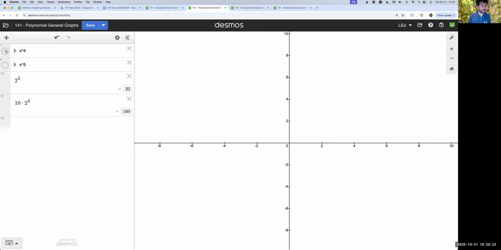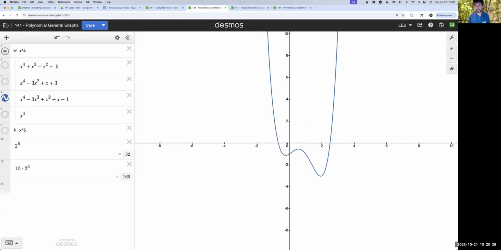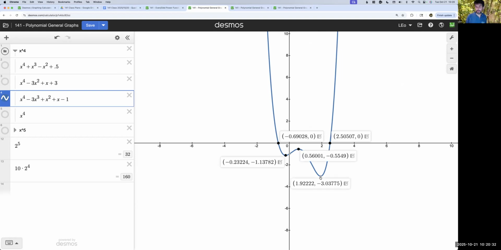So let's look at our 4th degree polynomials. They have similar kinds of things. Here's one that is a degree 4 polynomial that has 2 roots and it has 3 points where it turns around. Here's one.